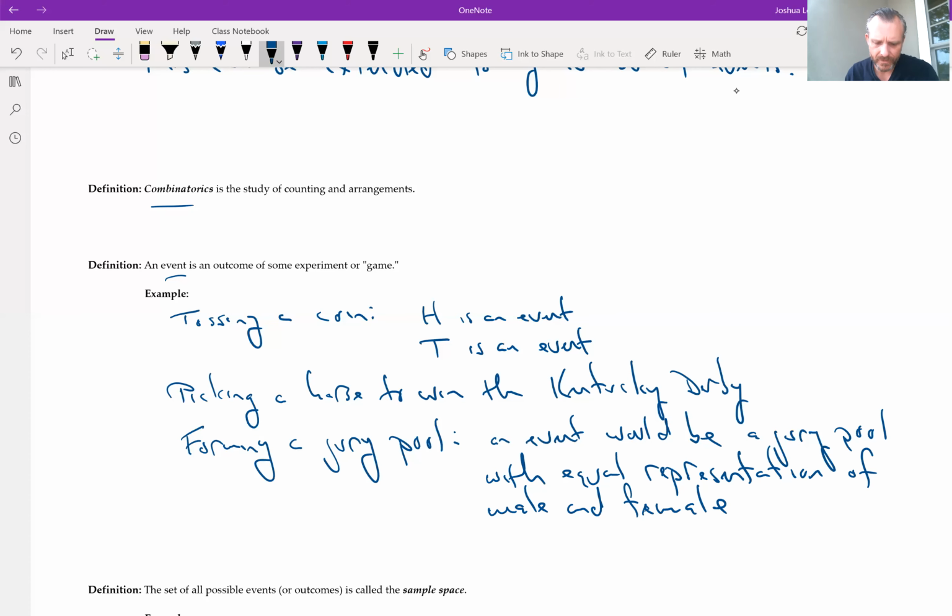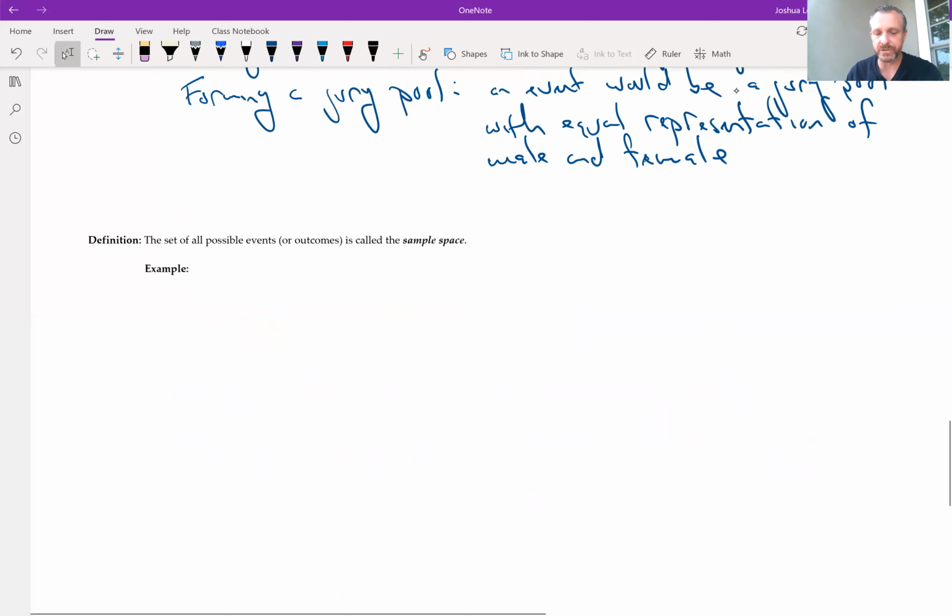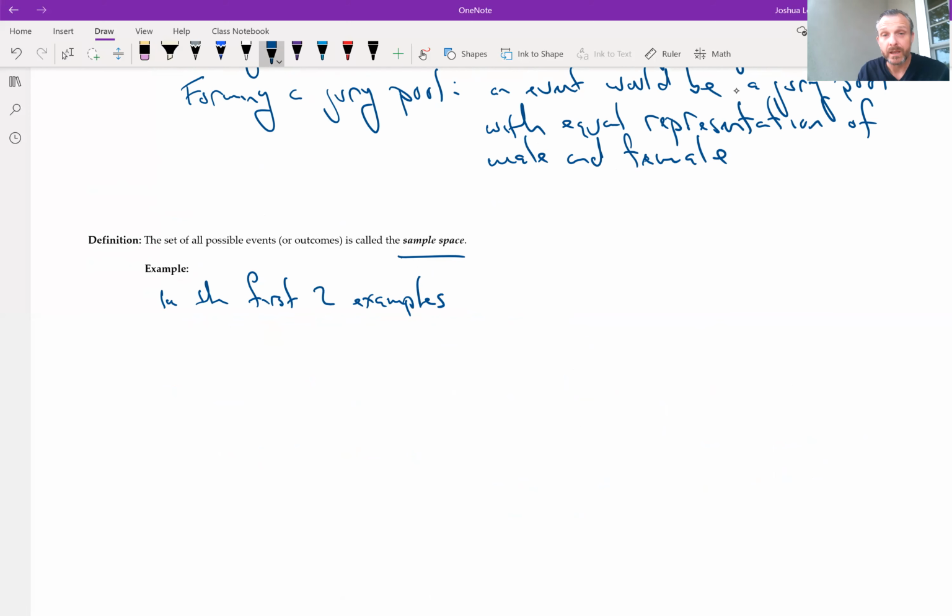Okay. Now, the set of all possible events or outcomes is called the sample space. And so really, in the first two examples, the coin and the dice, and the car with the different colors, trim, and engine type, in those first two examples, we found sample spaces.